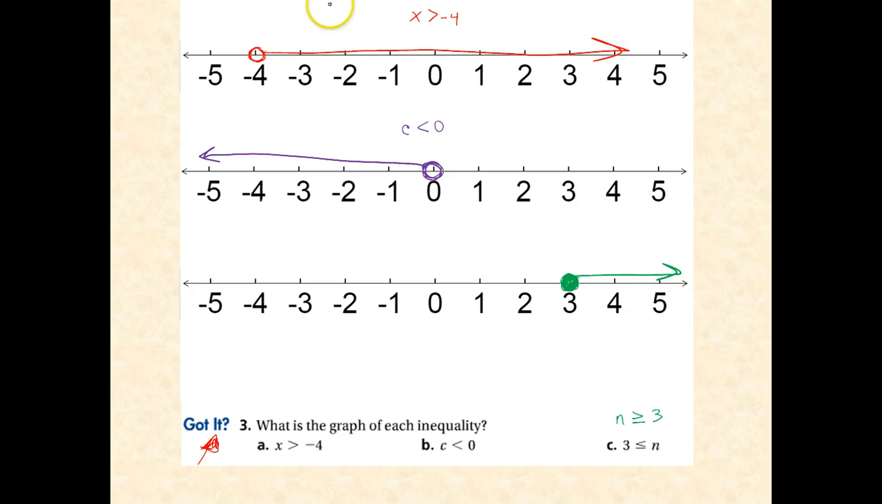And if you notice, if we write the variable on the left and the number on the right, the inequality sign shows you which way your arrow goes. See, x is greater than -4. Start at -4 and go that way. For c is less than 0, start at 0 and go that way. For n is greater than or equal to 3, start at 3 and go that way.